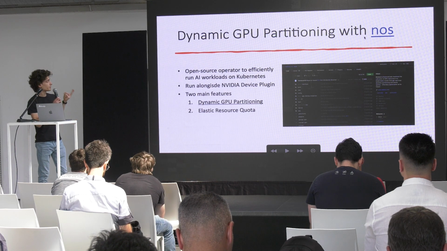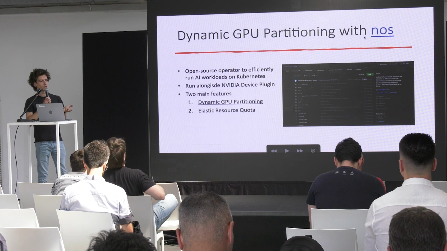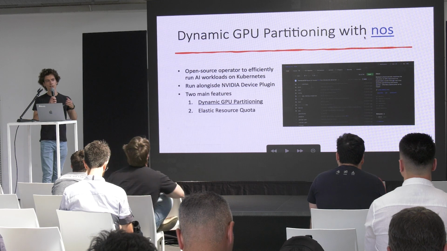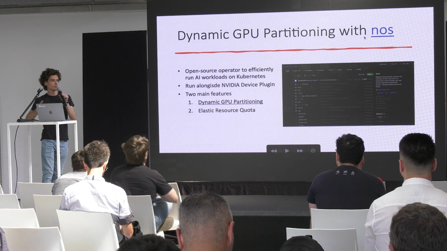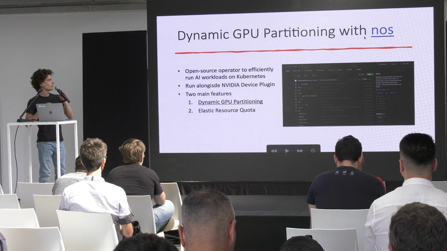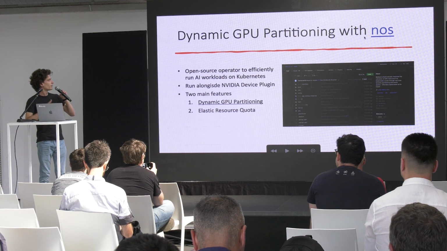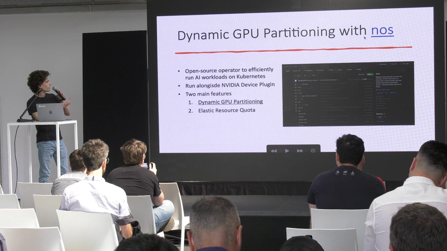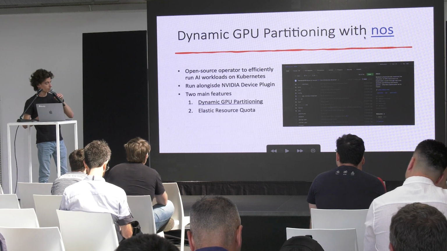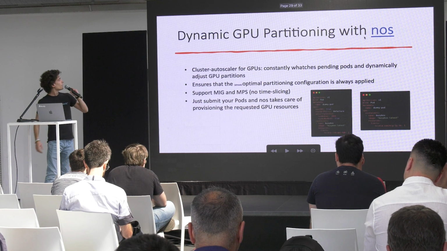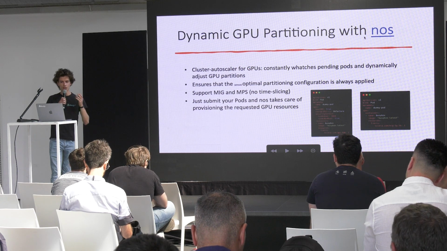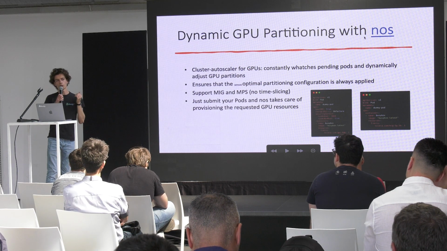And it has two main features, one of which is dynamic GPU partitioning. The other one is elastic resource quota, which allows you to set quotas on namespaces. And if a namespace is not using its quotas, it can lend them to other namespaces, but that's not the topic of today's presentation. We will focus just on dynamic GPU partitioning. So you can see NOS as a cluster autoscaler, but for GPUs.